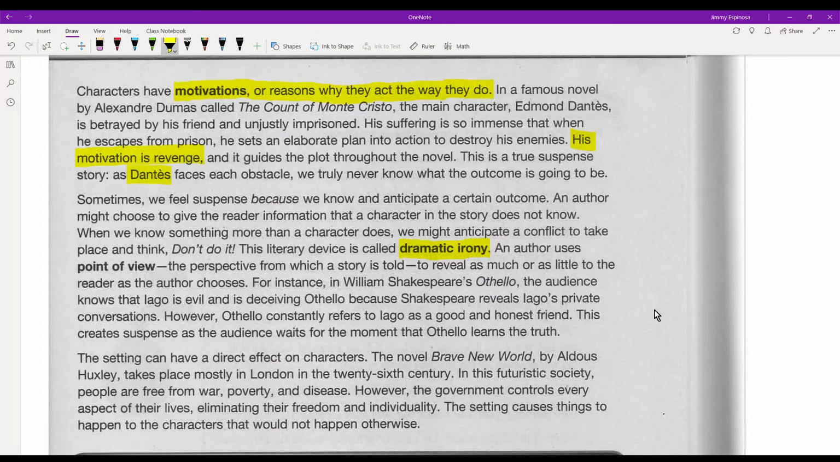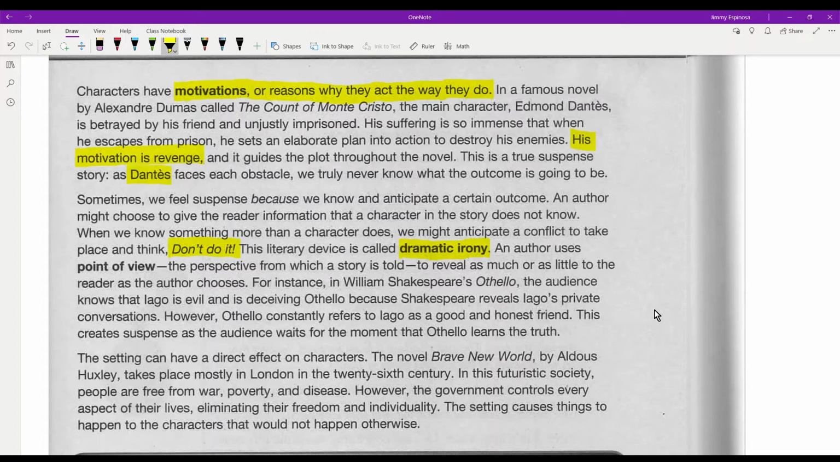In other words, he reveals the private conversations to you, the reader, but Othello does not know this. However, Othello constantly refers to Iago as a good and honest friend. This creates suspense as the audience waits for the moment that Othello learns the truth. That's where we get that term here, don't do it. You are telling Othello, don't trust him because you know something that he doesn't. That is a very common technique that authors use.